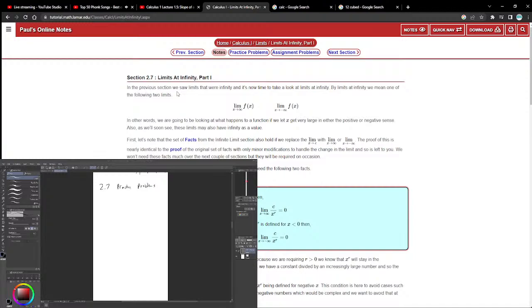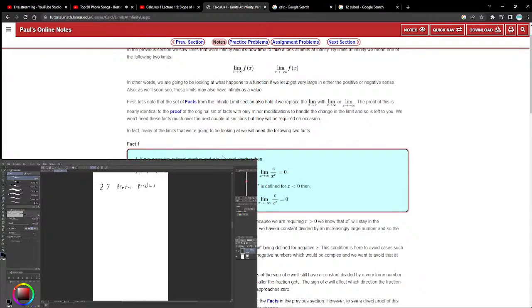First, let's note that the set of facts from the infinite limit section also hold if we replace the limit as x approaches c with the limit as x approaches infinity, or the limit as x approaches negative infinity. The proof of this is nearly identical to the proof of the original set of facts, with only minor modifications to handle the change in the limit, and so is left to you. We won't need these facts much over the next couple of sections, but they will be required on occasion. In fact, many of the limits that we're going to be looking at will need the following two facts.